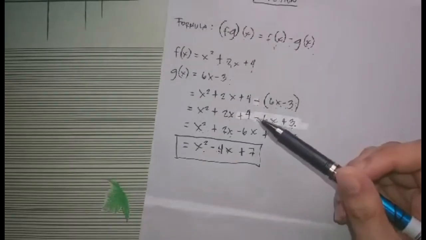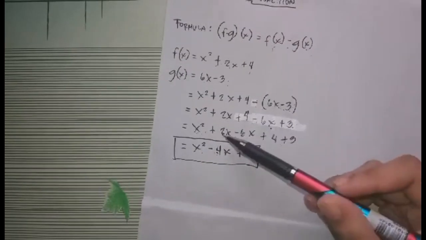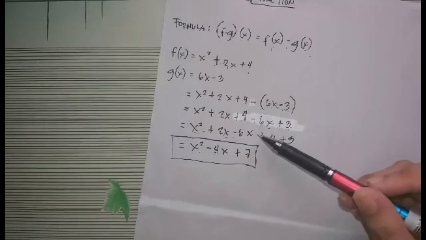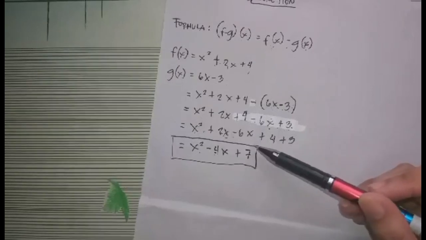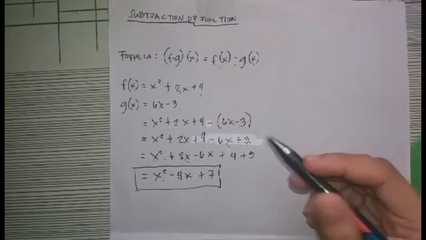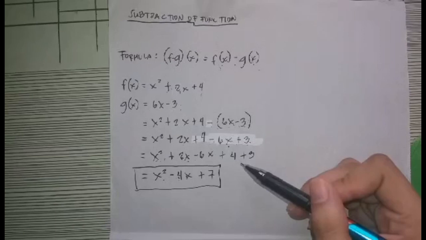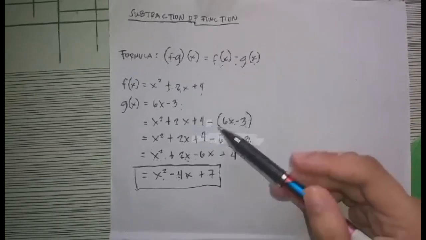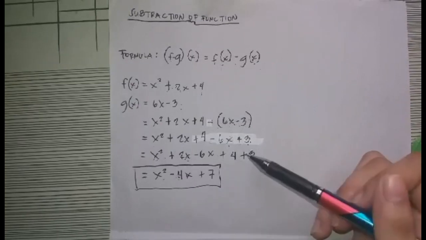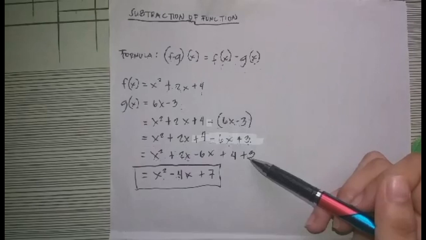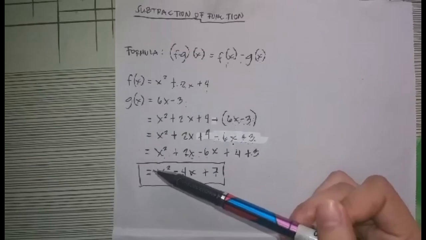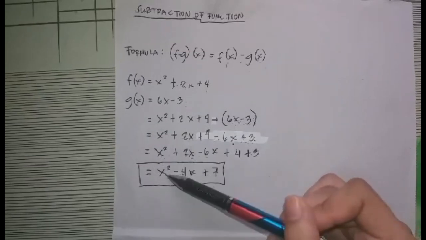So regarding that, we have plus 2x minus 6x. And then those numbers only we have 4 and then 3. So this is plus 4 and then plus 3. Then doing those operations, this is equal to, this is simply x squared.